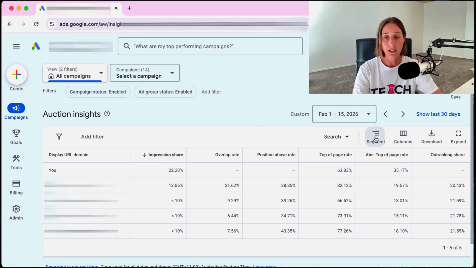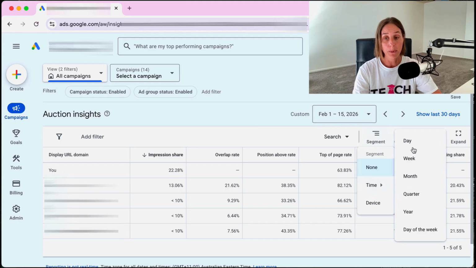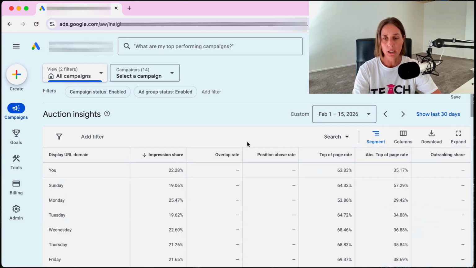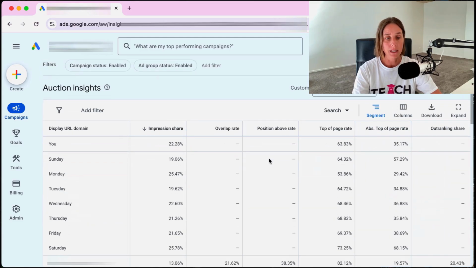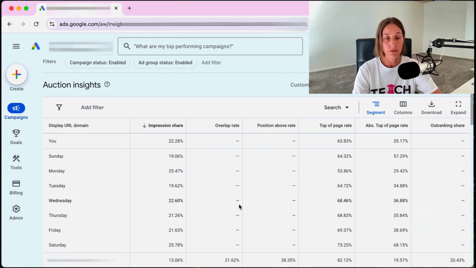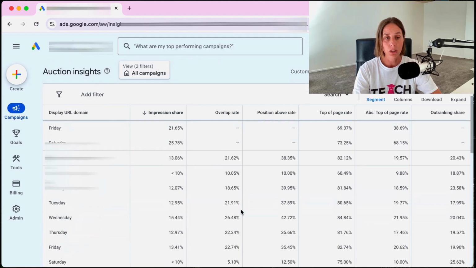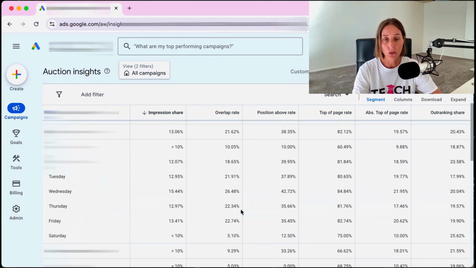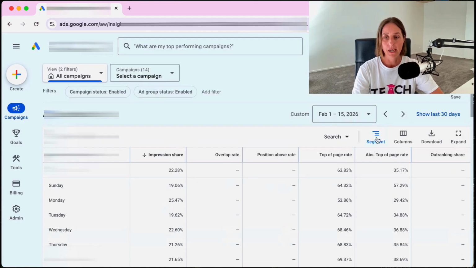If we go to this segment function here, we can segment by day, week, month, quarter, year, day of the week, which is the one that I actually think is more relevant. So here we can see our impression share as per different days of the week, and also compared to various competitors. Here we can see they obviously are not advertising on Saturday and Sunday because this is a professional service. And then we can see the different days of the week, and we can have a look through that. And the other segment tool I want to show you is by device.